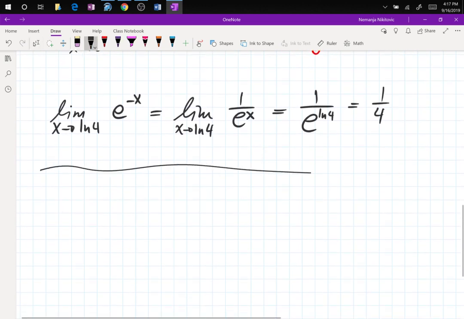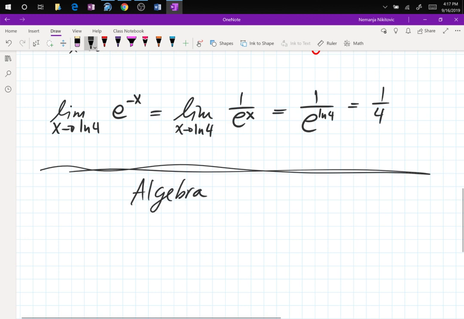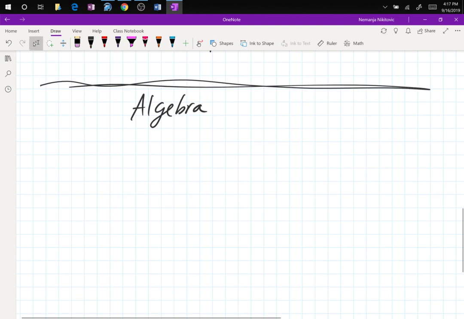Now let's go and take a look at the algebra approach to solving this problem. And the first candidate for our limit is going to be, let's say, limit x goes to 3 of x squared minus 9 over x minus 3. So we are looking at this particular limit here.